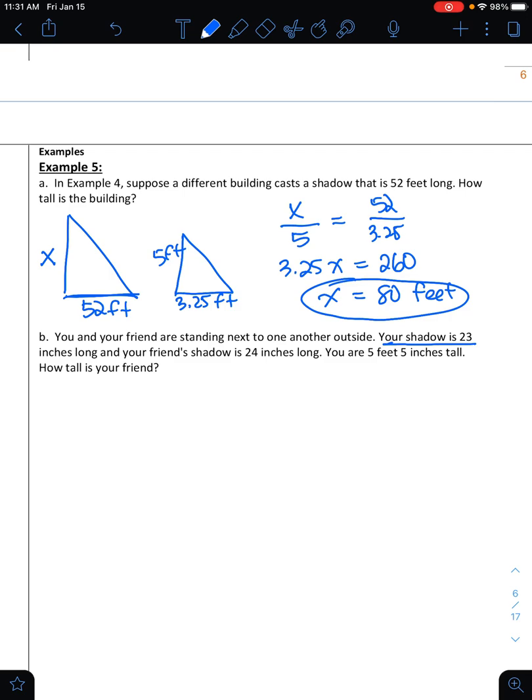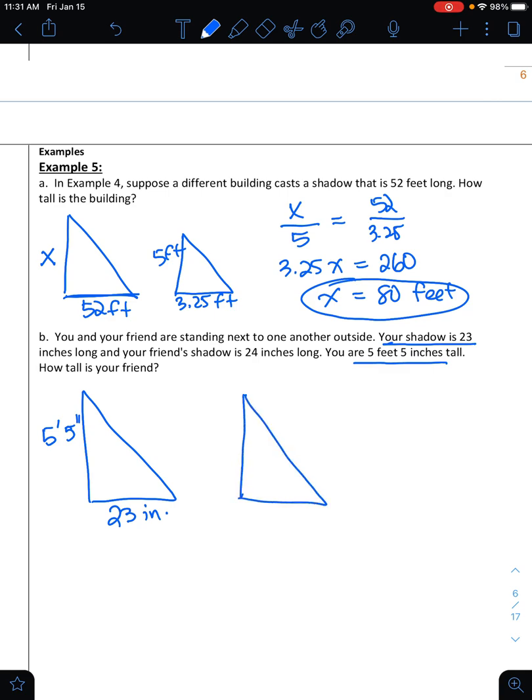So if your shadow is 23 and you're 5'5", again, I'm going to make these triangles. So your shadow is 23 inches. You are 5 feet 5 inches. And then we'll draw a second diagram for your friend. Your friend's shadow is 24 inches. How tall are they?